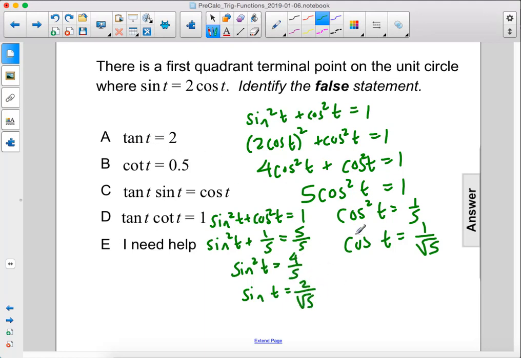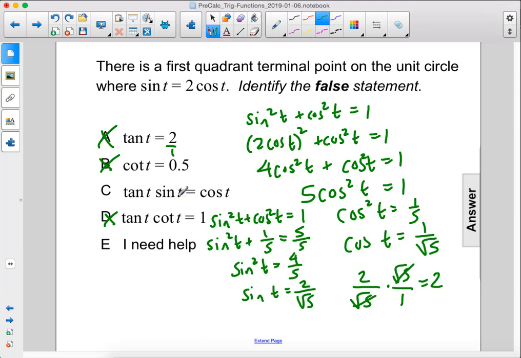Now what is tangent? That's sine over cosine. So 2 over the square root of 5 divided by 1 over the square root of 5, but we can just multiply by the reciprocal. 5 over 1, cancel. It's 2, which it is. So that's correct. Cotangent is the reciprocal of tangent, so that 2 over 1 becomes 1 over 2, or 0.5. This is also true. Tan times cotangent is 1. This is an identity. That is true.